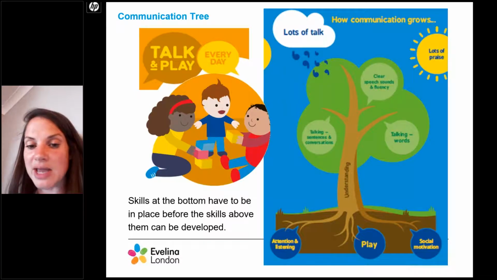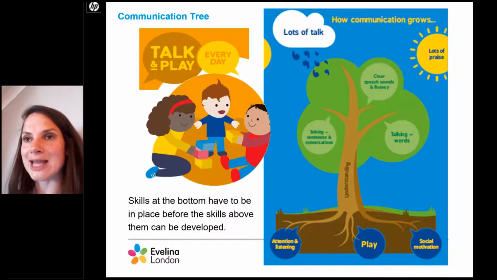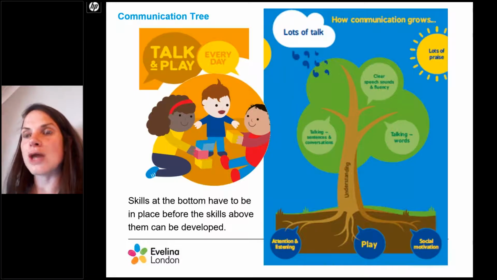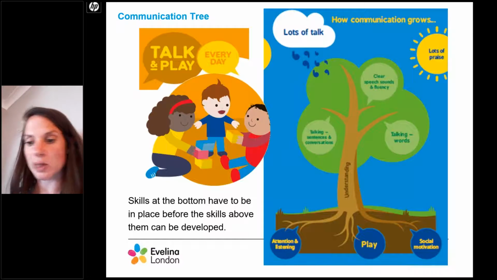On the left-hand side, we have attention and listening skills. Children need to be able to look and listen and attend to adults when they're talking to them. And if they've got any difficulties in this area, it's going to be very difficult for them to start to understand what words mean and use words themselves.